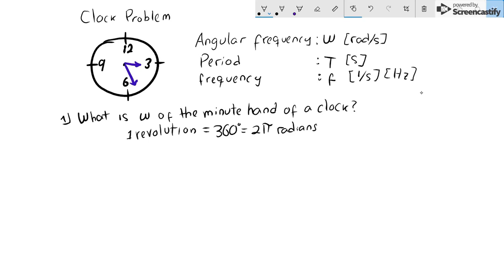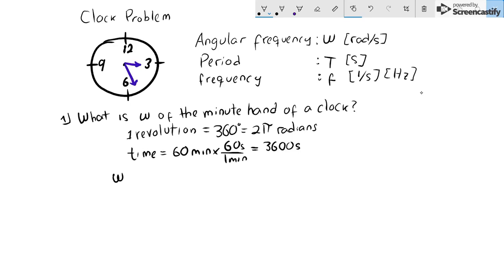So our question is, how long does it take for this minute hand to make a complete revolution, which is 2 pi radians? Well, the time it takes is going to be 60 minutes. In 60 minutes, the minute hand makes one complete revolution. However, we need to have units of seconds. So let's change the time to seconds. We know 1 minute is 60 seconds. So for a total of 3600 seconds.